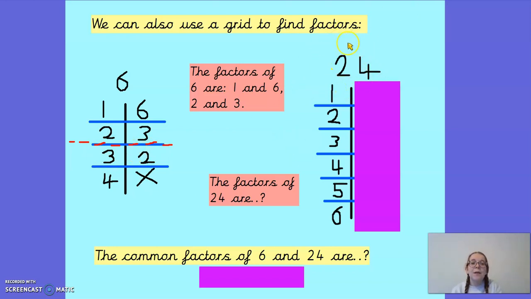Let's have a look. Feel free to join in as I go through this. Right, 1 times what makes 24? Nice and easy. Every single number has a factor of 1 in itself, so that's going to be 24.